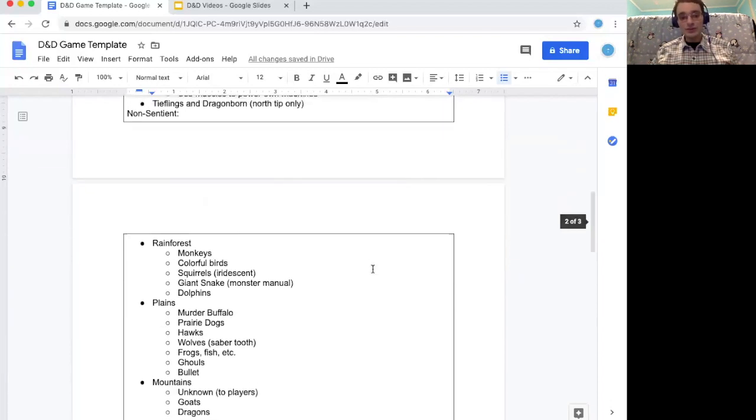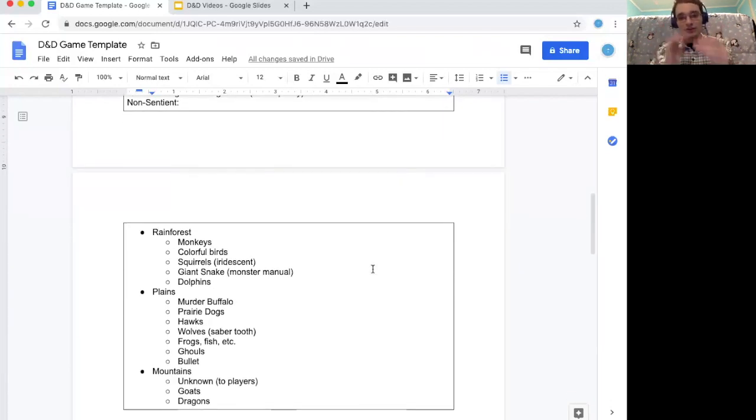Then what I do, though, once I have those sentient races, is I go through non-sentients. That way, when they're exploring the countryside, I have some idea what's already there. So for the rainforest, we have monkeys, colorful birds, iridescent squirrels, giant snakes in the monster manual, and dolphins in the river. So this way, we have a nice cross section of different kinds of animals. You have your herbivores, your omnivores, and your carnivores, which really help mix things together.